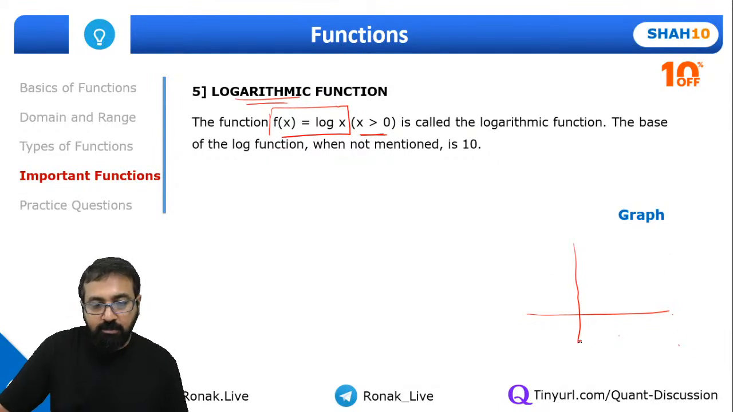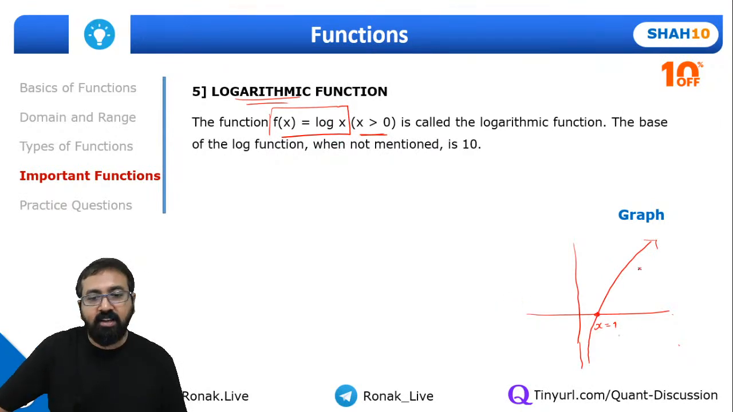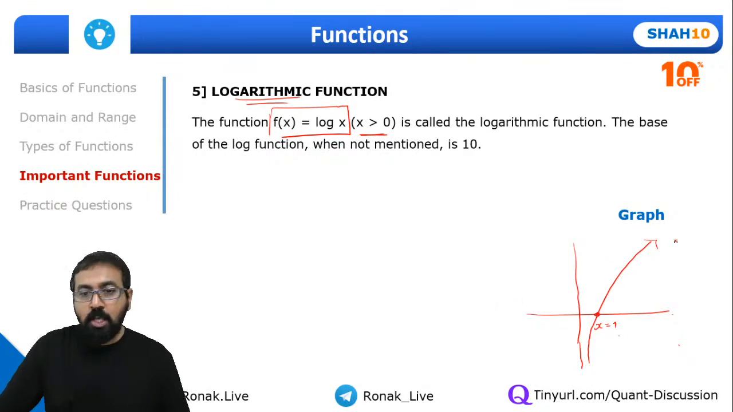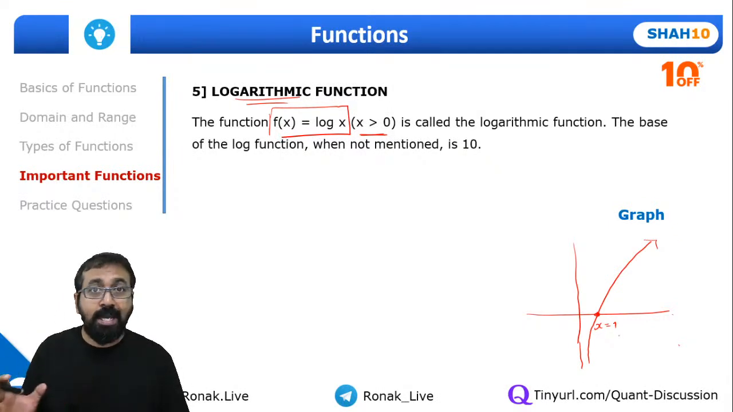So the graph will be something like this. At x equal to 1, log of 1 is 0, so it will cut the x-axis there, and then it will keep increasing. So guys, please note down these graphs. They will be very useful for your CAT exam and other exams like XAT and IFT.